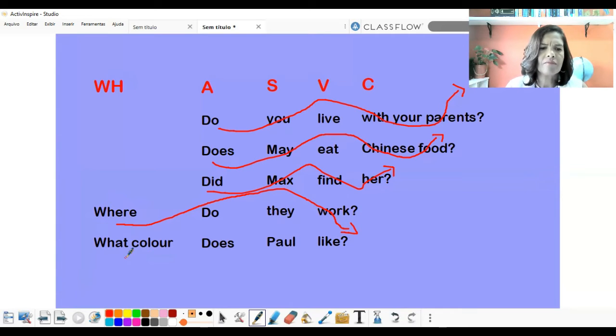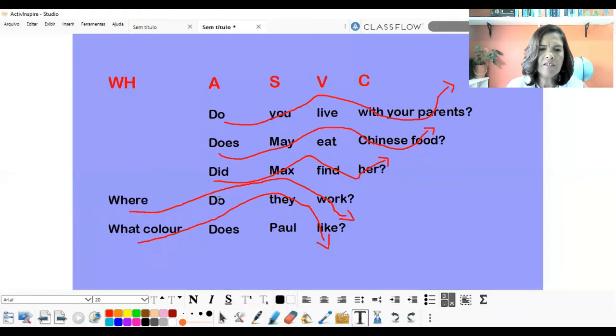What color does Paul like? Okay? It goes down. Let me just make a little correction here. Do this. Right? So you see, the intonation is completely different. If you have never paid attention to it, I want you from this point on to start paying attention to the difference in the intonation of yes or no and information question, okay?